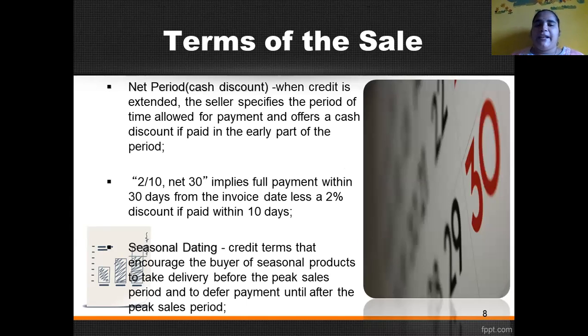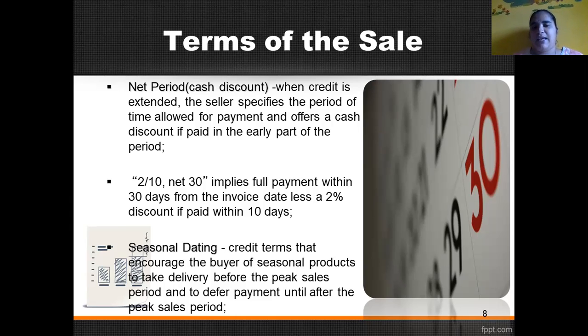Then we have net period with discount, that is cash discount. So when credit is extended, the seller specifies the period of time within which you can avail a discount. Okay, say for example, if it is written 2/10 net 30, it means that if you pay within 10 days of your invoice date, you will get a 2% discount on your invoice price or your bill amount. But otherwise, without discount, you can pay up to 30 days. So if you want some discount, you have to pay within 10 days.